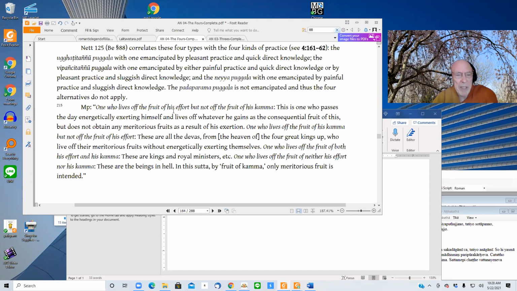So in this case, we could say that the business succeeds as the fruit of his effort. The success of the business is the fruit of his effort, but it's not coming about through the ripening of merits in the past.